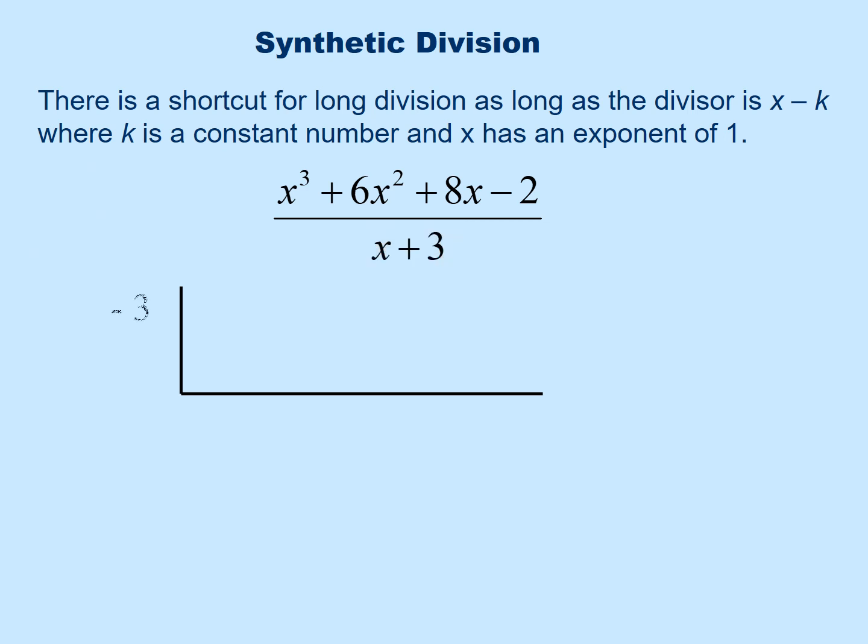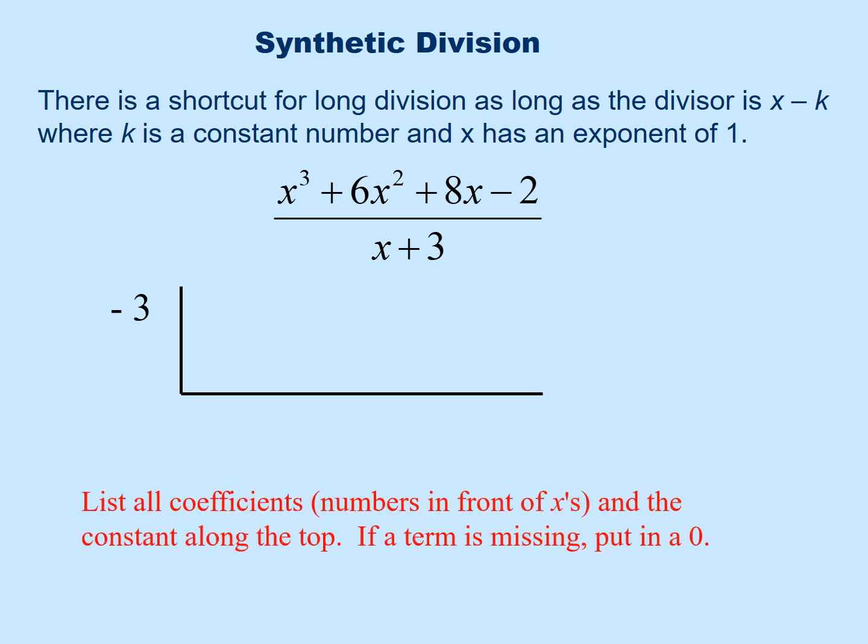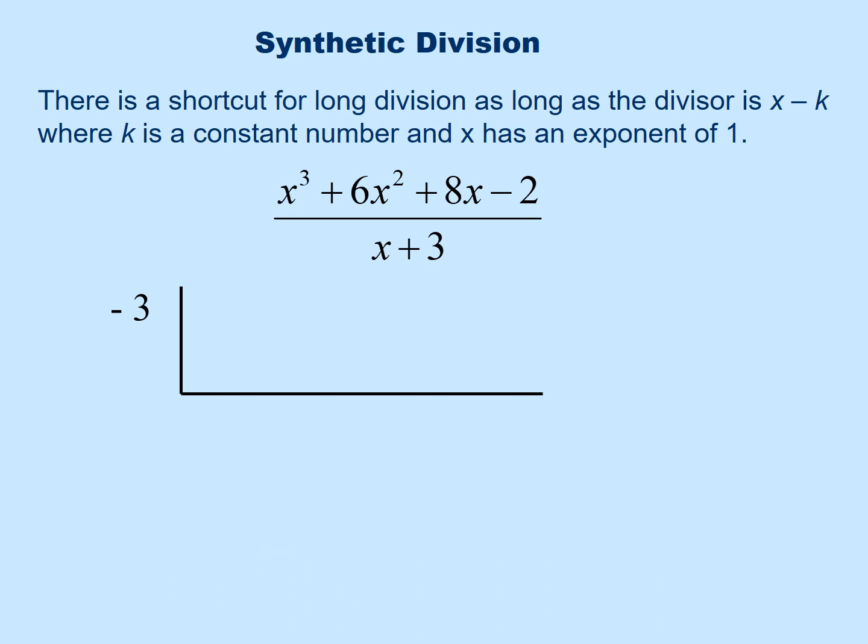And then for the next part, we have to list all the coefficients, the numbers in front of each term in the polynomial, and the constant along the top. If a term is missing, we have to put a 0. We have to fill in the missing terms.